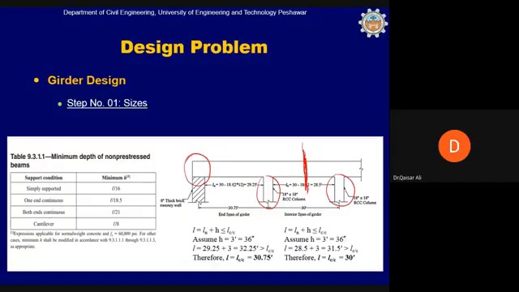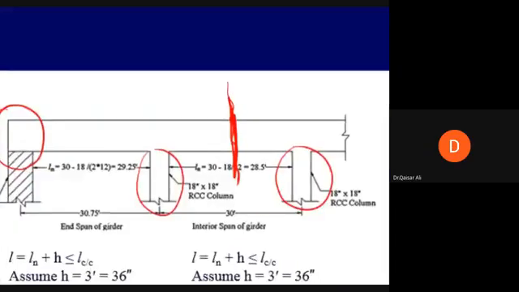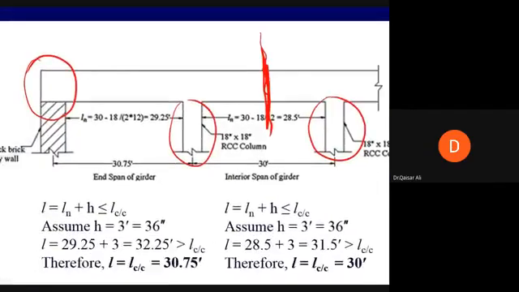The span length of the girder is also around 30 feet. We'll calculate the lengths. Center to center, from the center of the wall to the center of the column is 30.75 feet. However, from the center of the inner part of the wall to the center of the column is 30 feet. Center of the column to center of the column is 30 feet.